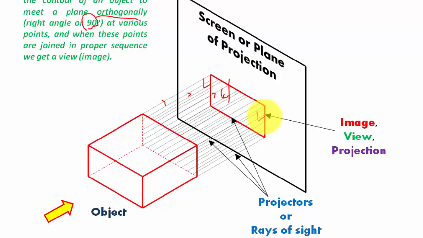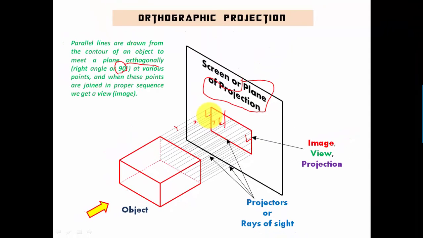And secondly, the most important thing is that when these projectors meet the plane of projection, they should make a 90-degree angle with the plane of projection. That's it. If these two conditions are satisfied, you can call that projection orthographic, and then only you can have the true shape and size of the object, any object for that matter. So this was all about orthographic projection.